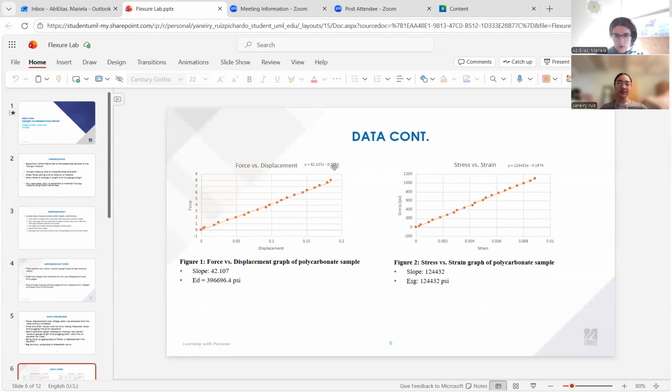And here you can see our force versus displacement graph. It's a linear correlation. We then took the slope of 42.107 and plugged it into the equation for Young's modulus, which is stress over strain. Our next graph shows the stress-strain curve we obtained from the strain data gathered from the voltage measurements. And we calculated a slope of 124,432 psi.